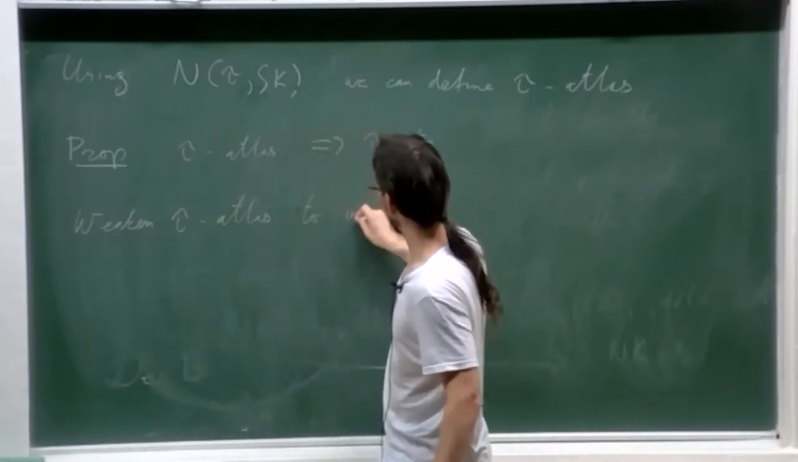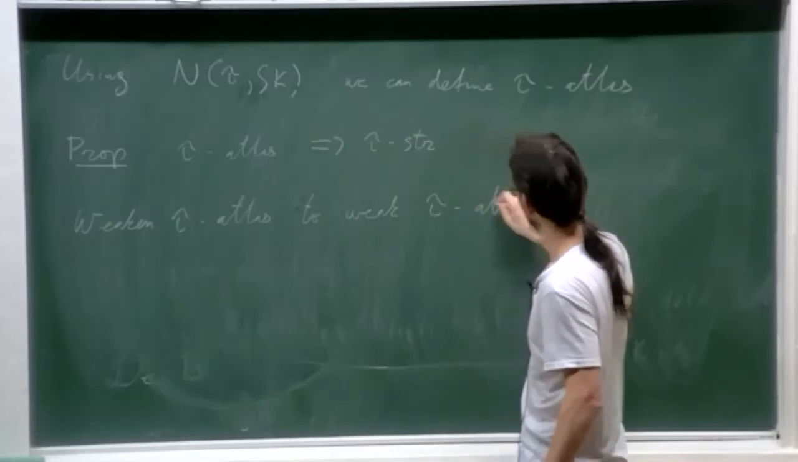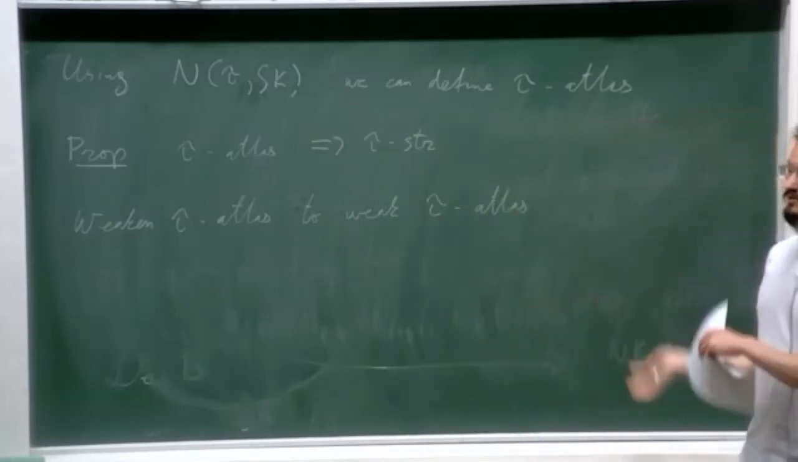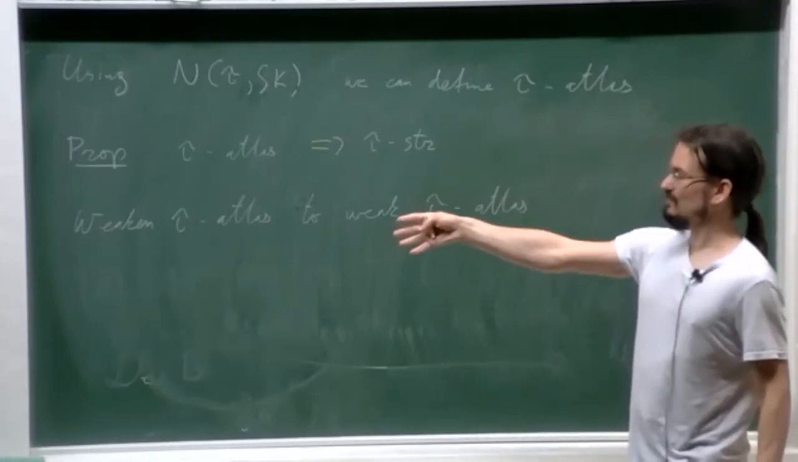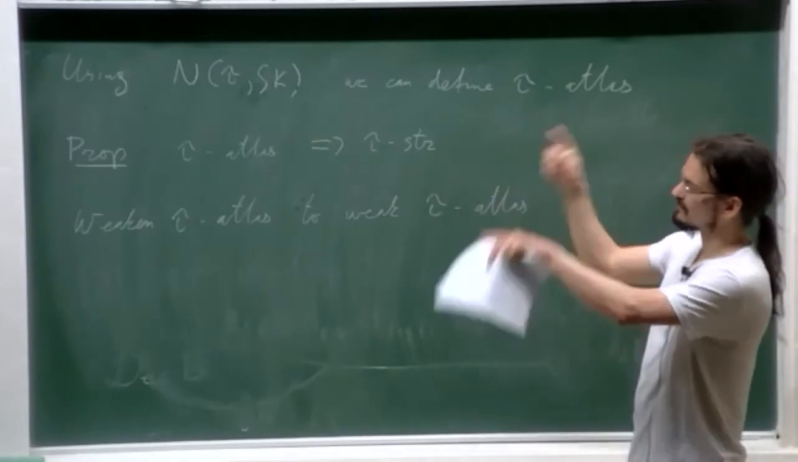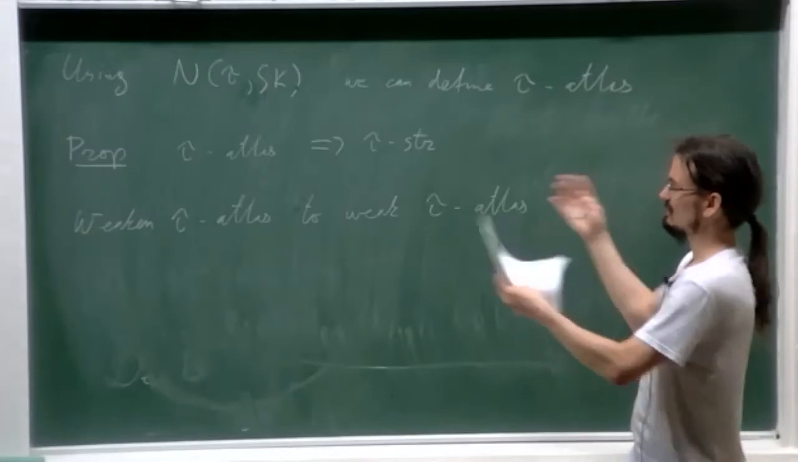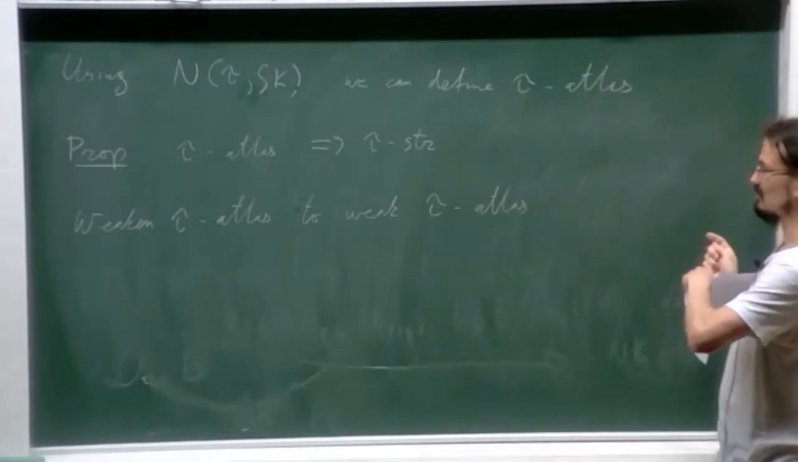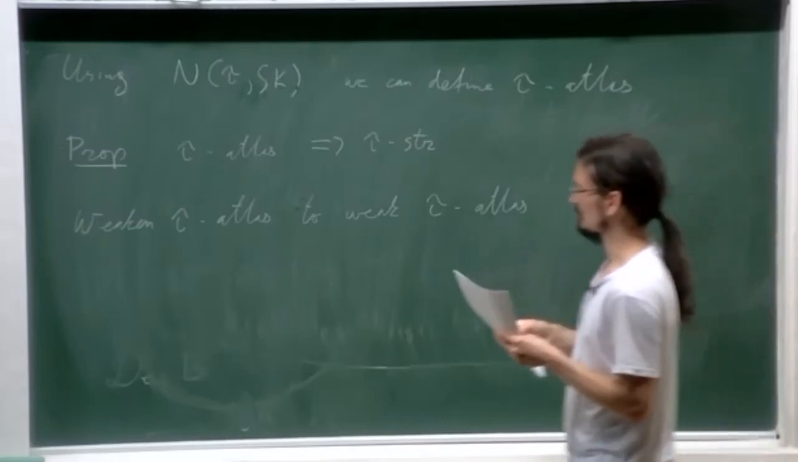To weak tau atlas, which basically means to go over the topological side. Since you've got the nice result in the topological side, from a tau atlas you get the tau structure, and then you can port the tau structure back to the simplicial side of things.